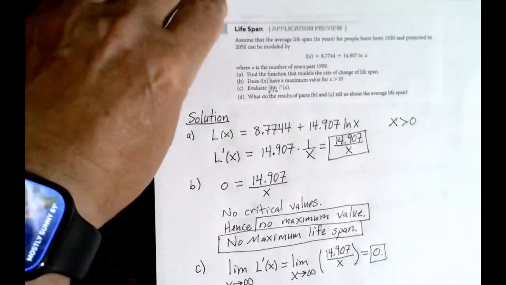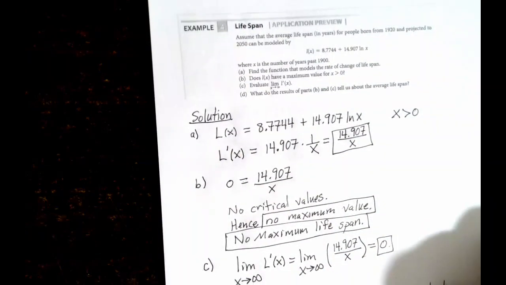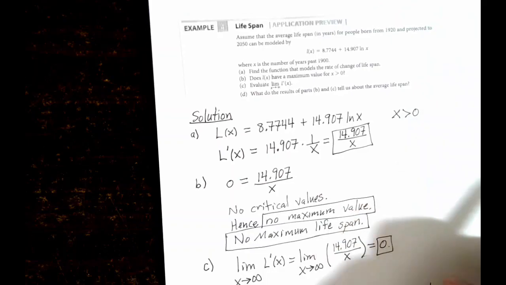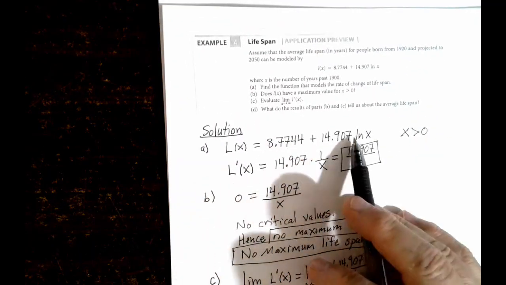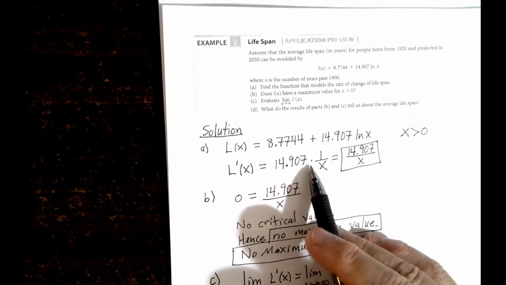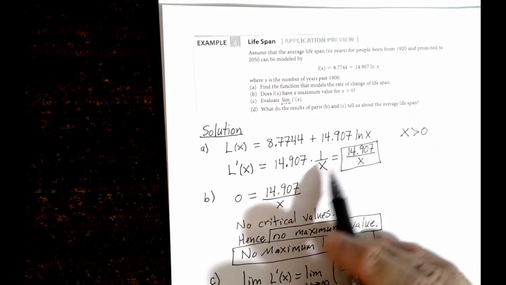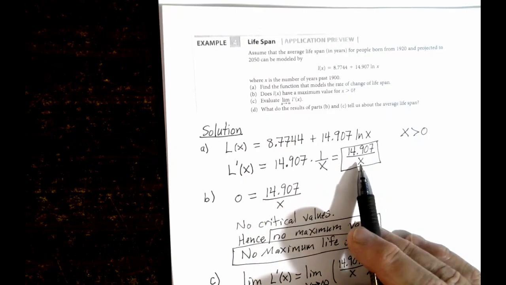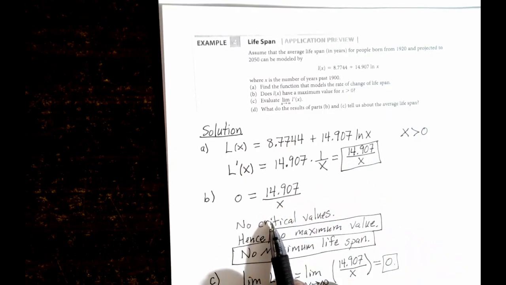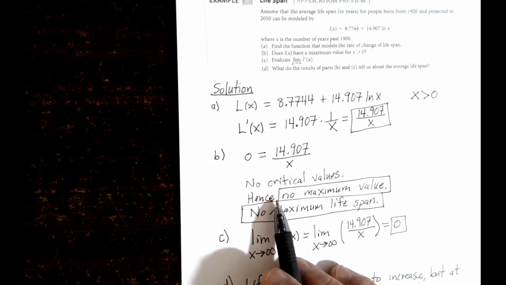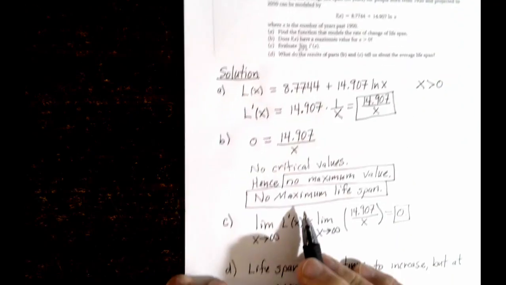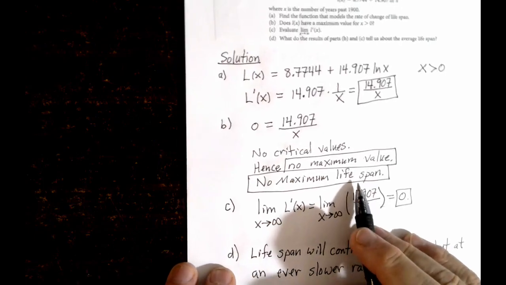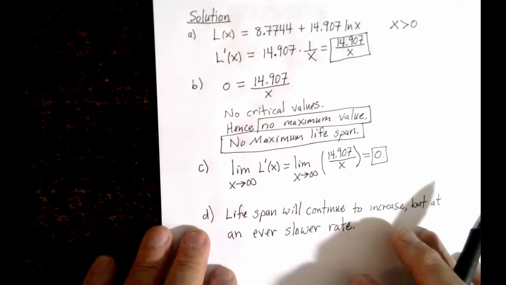Number 4, lifespan. That was what we were looking at in the very first question. So you want to take the derivative of this. The derivative of a constant is 0. The derivative of this is just the constant times the derivative of ln of x, which is 1 over x. So this is your derivative. Set it equal to 0, and it has no critical values, hence no maximum value. And thus there's no maximum lifespan in this function.